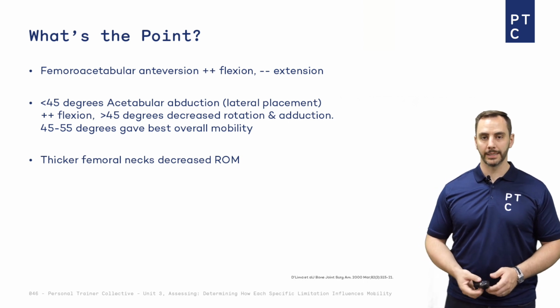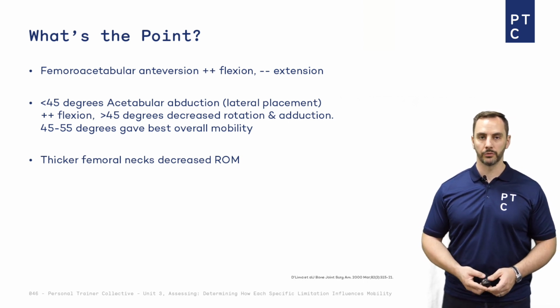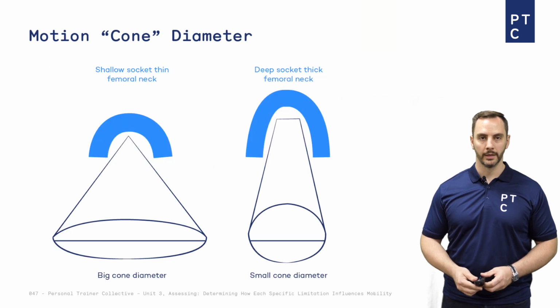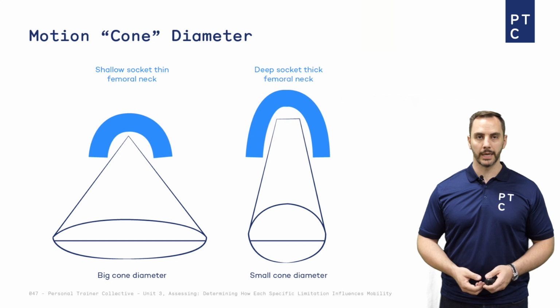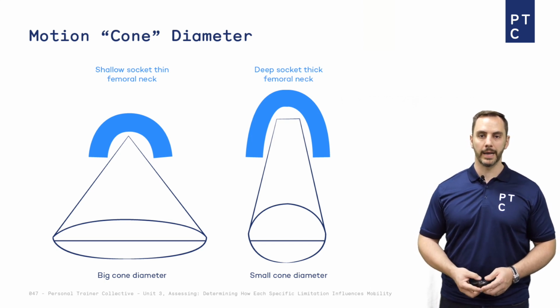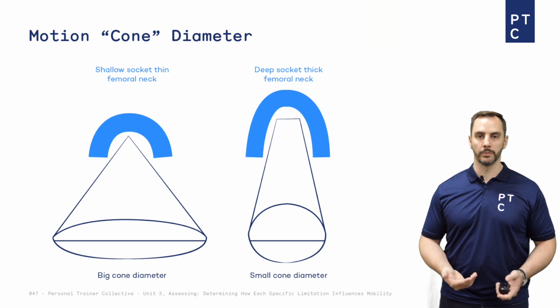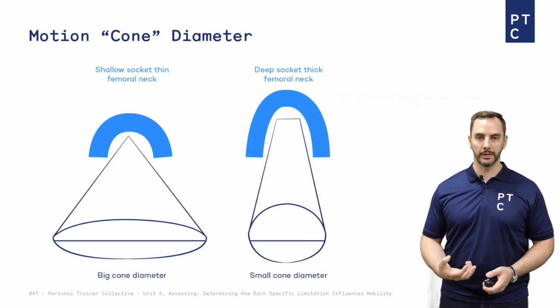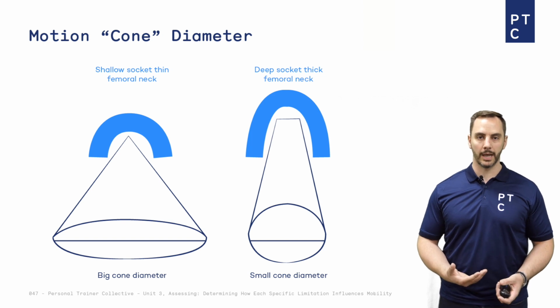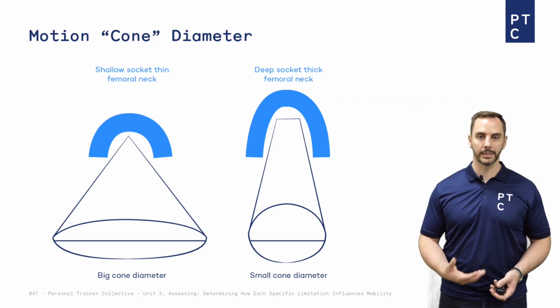If somebody also has a thicker femoral neck, they're going to have decreased range of motion in all directions. So this is something I like to call the cone of motion. If a person has a very shallow socket with a very thin femoral neck, they're going to have a massive range of motion available before bone-to-bone contact exists. If somebody has a really deep socket and a thick femoral neck, the range of motion they have before bone-to-bone contact happens is considerably smaller.